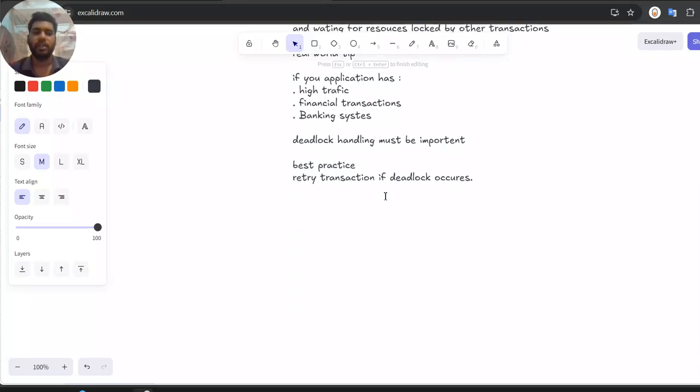Okay, so let's take a final message. Deadlock is not a bug in the database. It is a concurrency design problem. Good database design reduces deadlock.